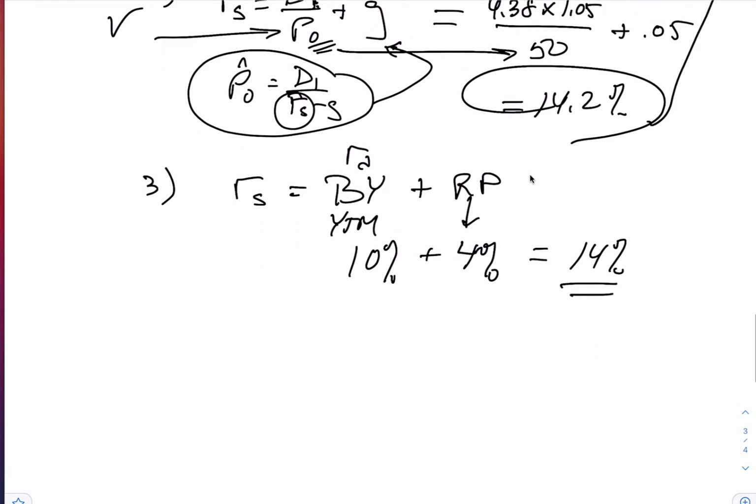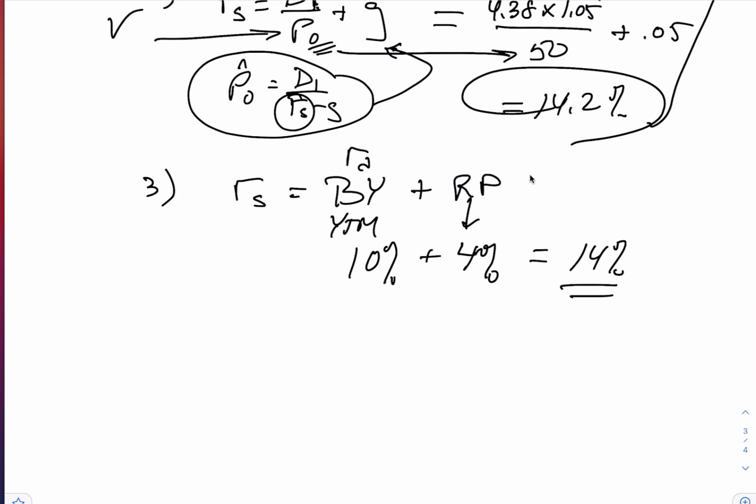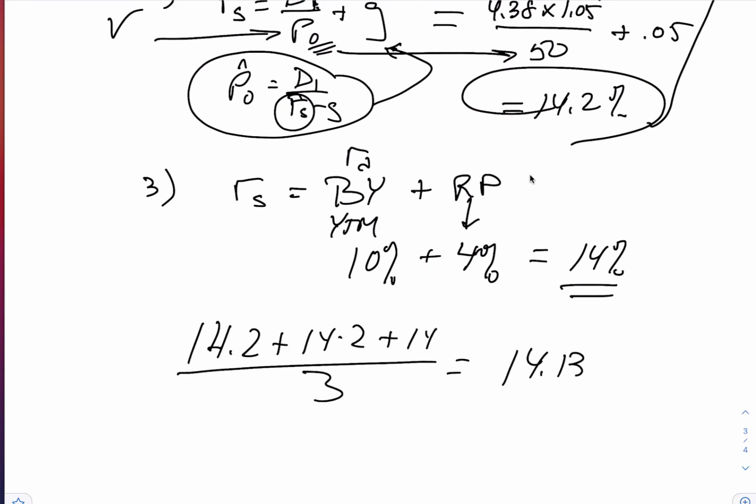So as I said before, you're going to take an average of these. 14.2 plus 14.2 plus 14, divided by 3, we get 14.133% as RS. So what this is telling you is that you can think of the cost of stock, the cost of equity, as being the bond yield, plus a risk premium for the fact that stock is riskier than bonds. And so you're somehow going to have to be given this risk premium, and it is given to you, and so it's an easy calculation from there.